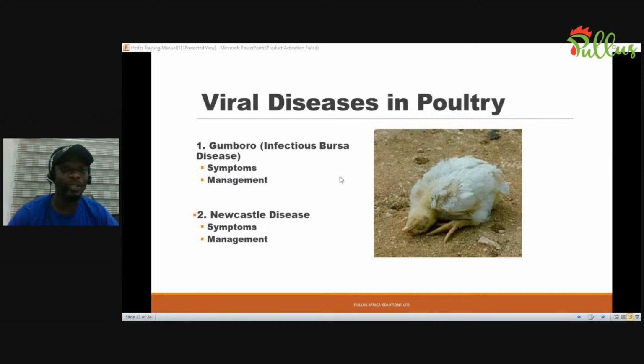Like I told you, Gumboro virus is very resistant to some of these disinfectants that we use. So, what are the symptoms? How do you detect this problem when it happens? Now, the best way to prevent Gumboro is by vaccination. Like I told you, because it is a viral disease, it does not have a permanent cure. It can only be managed.